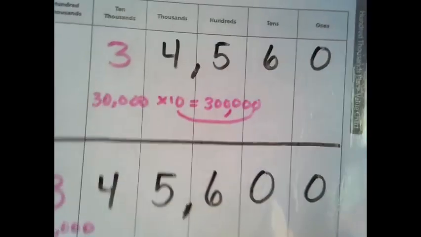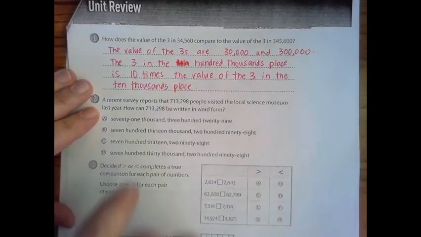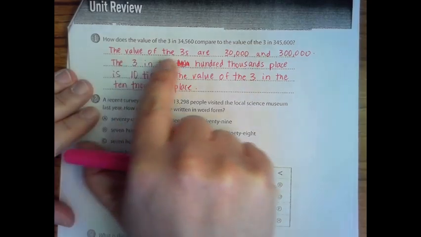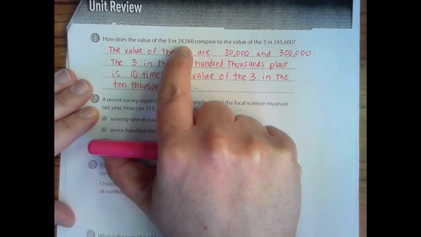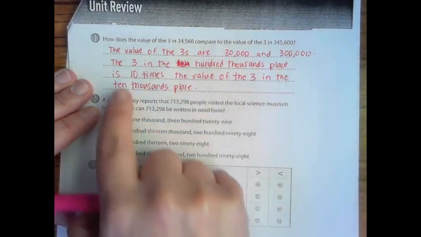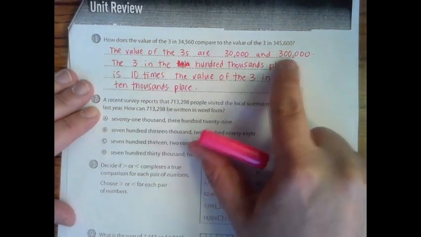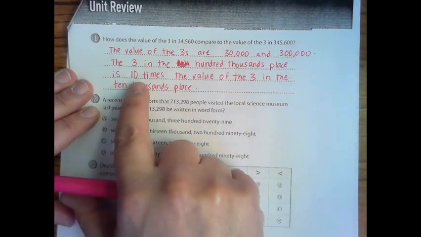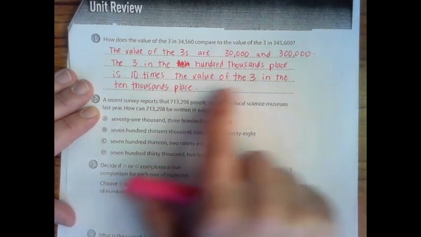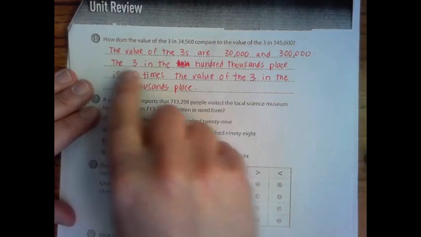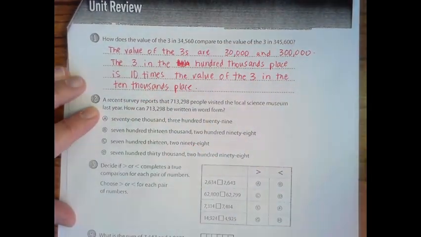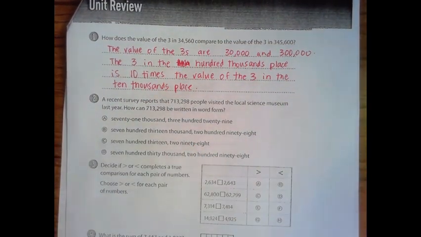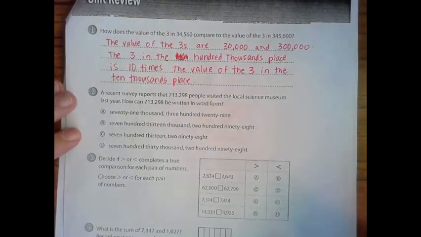So what I've done is give it a sentence to help you put this all together. The value of the 3's are 30,000 in the 34,560 and 300,000 in the other. So the 3 in the 100,000s place is 10 times the value of the 3 in the 10,000s place. So that would be a good, solid answer there for question number 1.